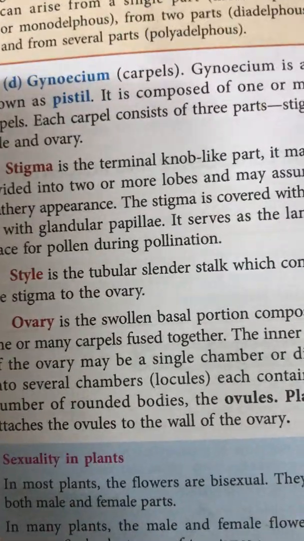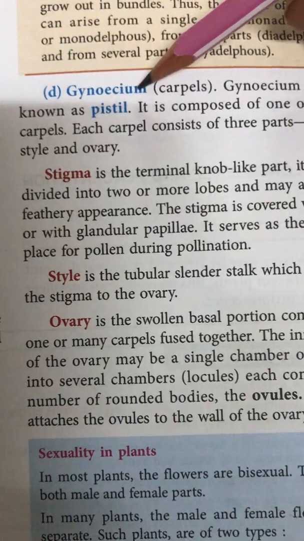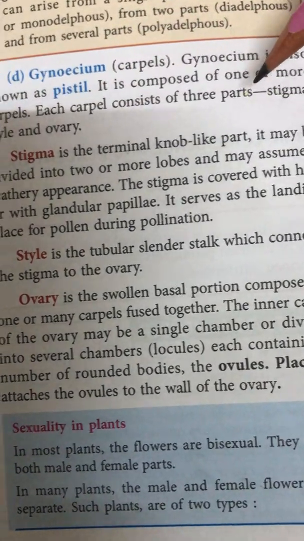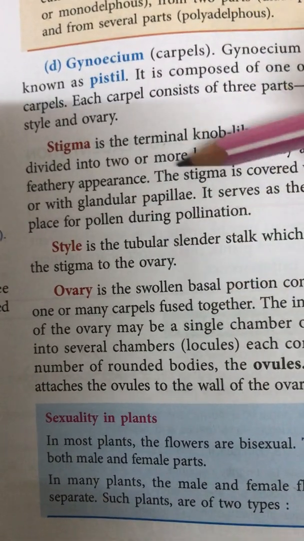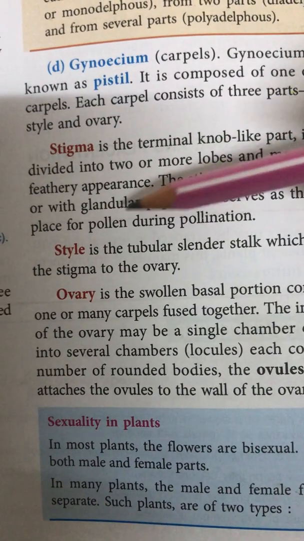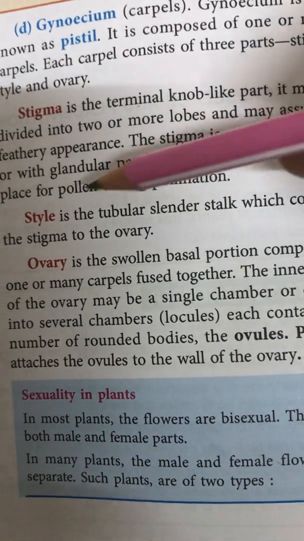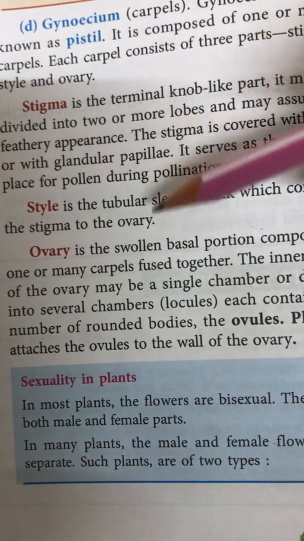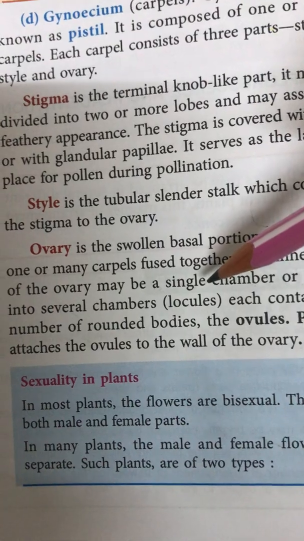Next comes gynoecium. We know that gynoecium is the female reproductive whorl which is composed of one or many carpels, and each carpel has three parts: stigma, style, and ovary. Stigma helps to receive the pollen grain. The pollen lands on the stigma during pollination. The pollen then germinates. Style connects the stigma to the ovary and it forms a passage for the pollen tube.